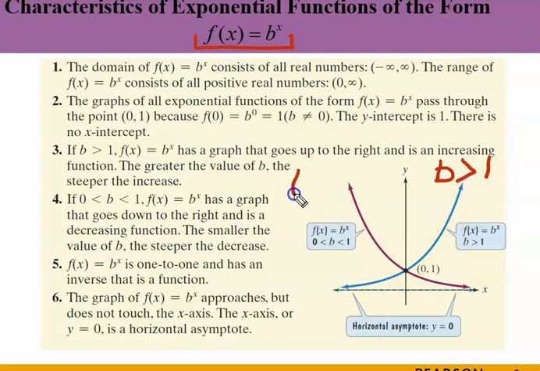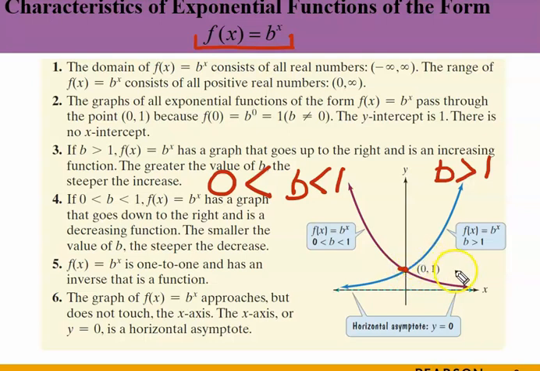Now if b is less than 1 but greater than 0, this would be some sort of fraction. It's going to start high on the left and then go in this direction. But remember, whenever the exponent is 0, it's going to go through 1.